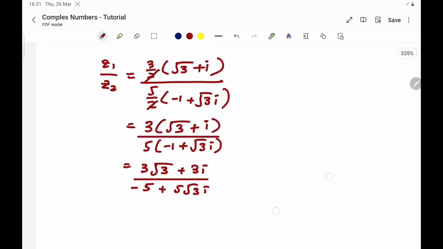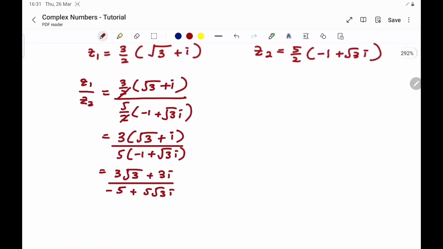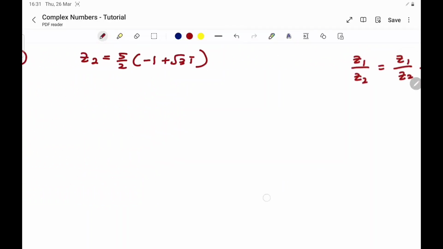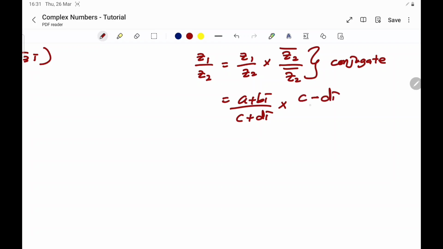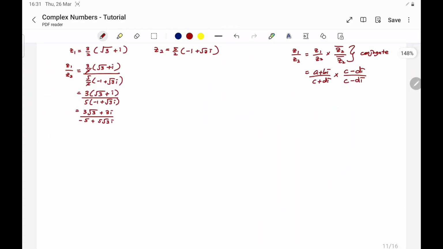Okay, now in order for us to do the division of z1 divided by z2, remember this, where this guy must be conjugate. Remember what is conjugate? So let's say if you have z1 as a plus bi, then z2 is c plus di. You have to multiply z2 by c minus di divided by c minus di.